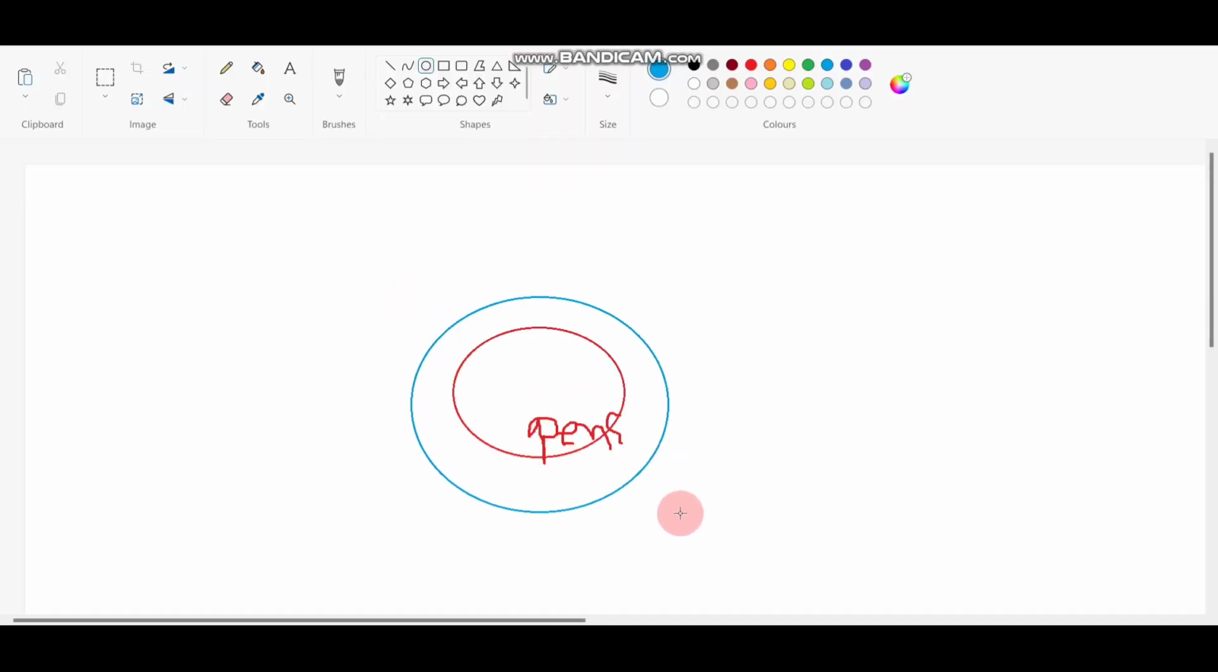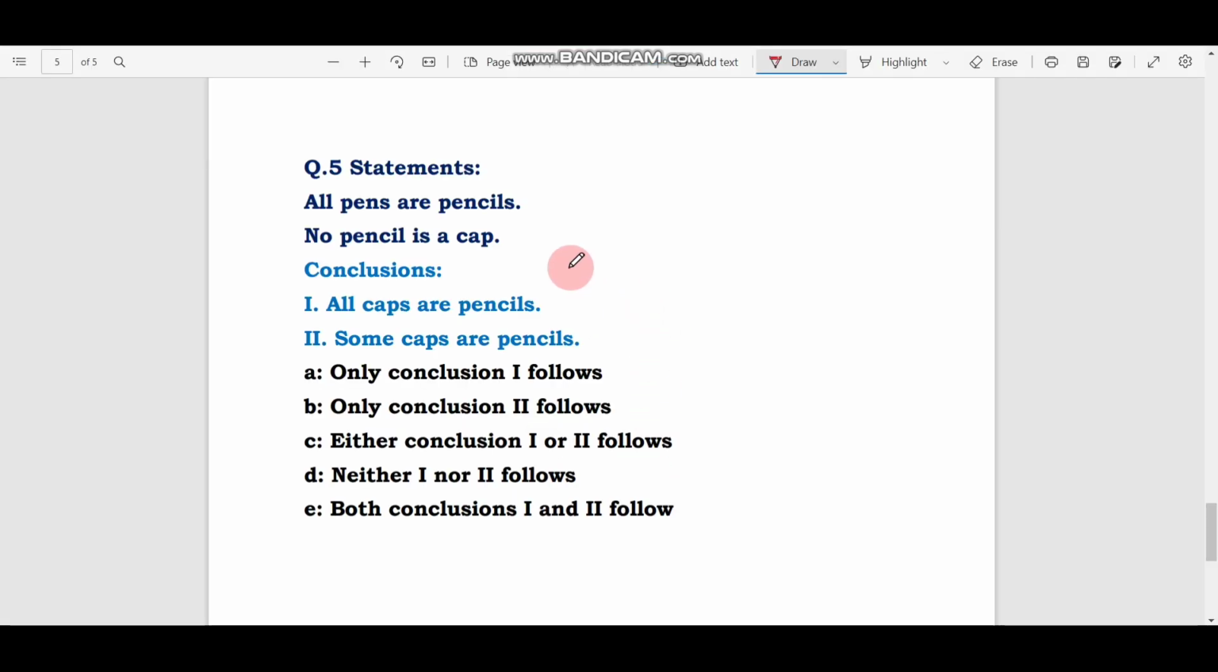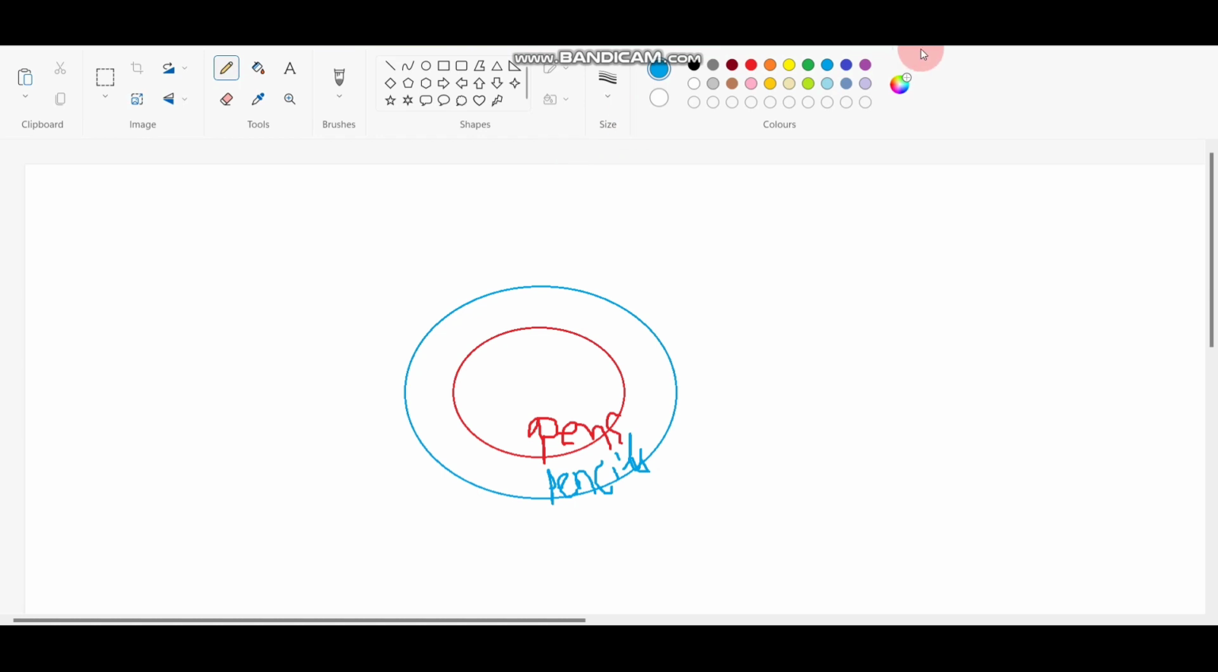All pens are pencils, so all the pens will come inside the other circle, that is this. This is the pencils. Here we will write pencils. After that, what is it saying? No pencil is cap. So we will draw like this. This is the cap. Here you can see all the pens are pencils and no pencil is cap. So this is the Venn diagram of all the statements.